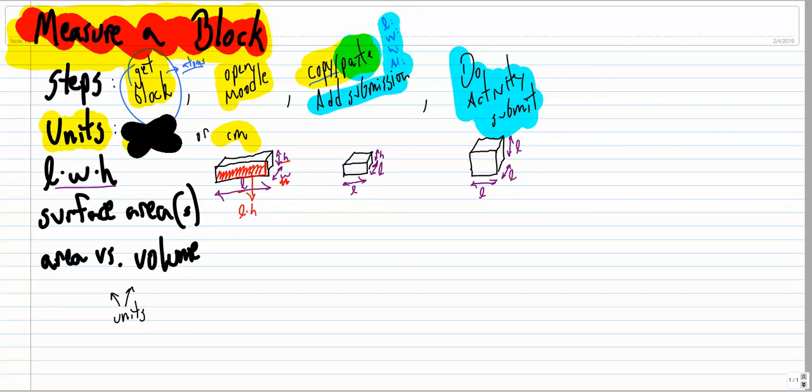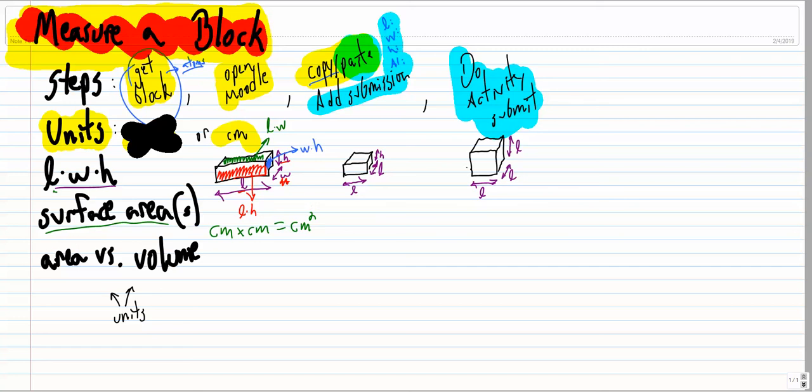And if I wanted, let me switch colors, let's say I wanted this surface right here. This surface area would be the width times the height. And then this surface right here, this would be the length times the width. So when you measure a surface area, you're multiplying centimeters by centimeters, so your answer is going to be in square centimeters.